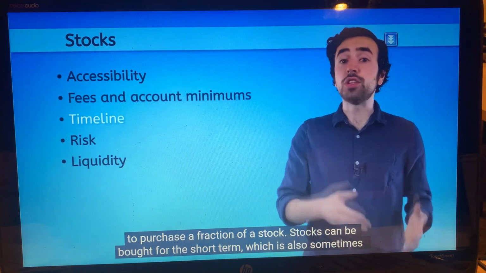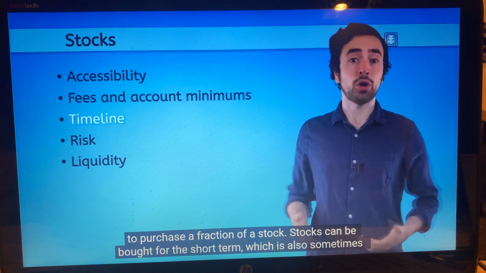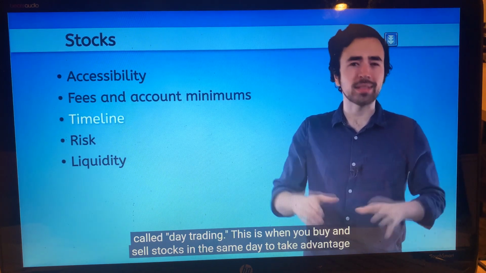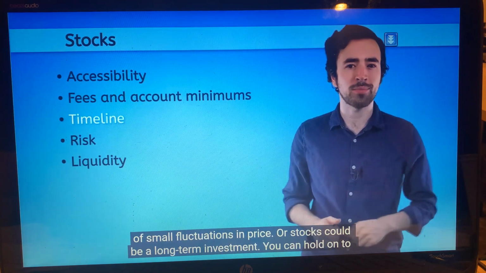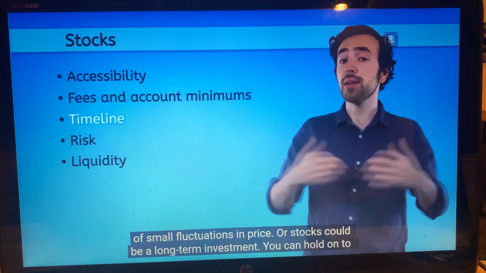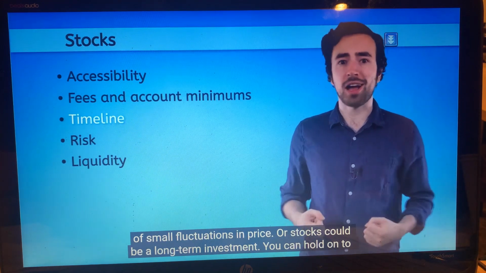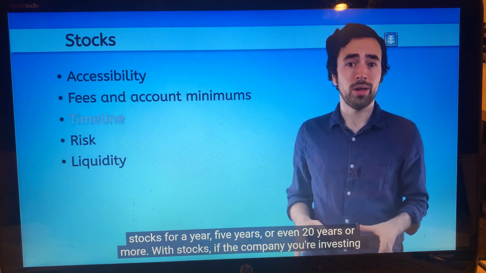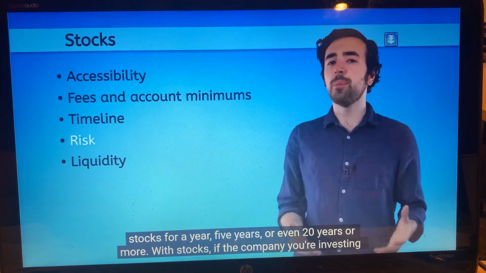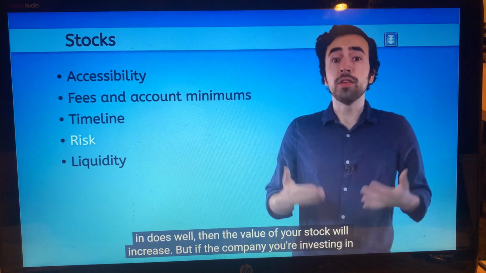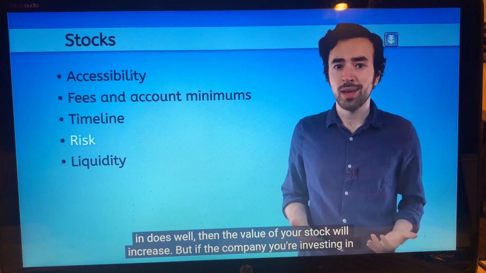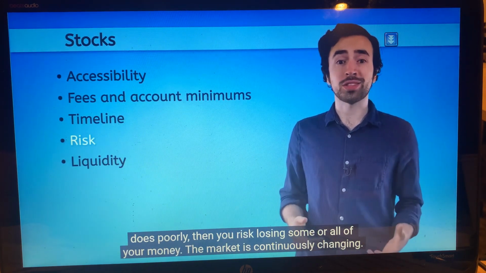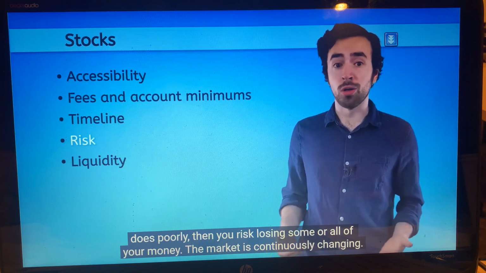Stocks can be bought for the short term, which is also sometimes called day trading. This is when you buy and sell stocks in the same day to take advantage of small fluctuations in price. Or stocks can be a long-term investment. You can hold on to stocks for a year, 5 years, or even 20 years or more. With stocks, if the company you're investing in does well, then the value of your stock will increase. But if the company you're investing in does poorly, then you risk losing some or all of your money.